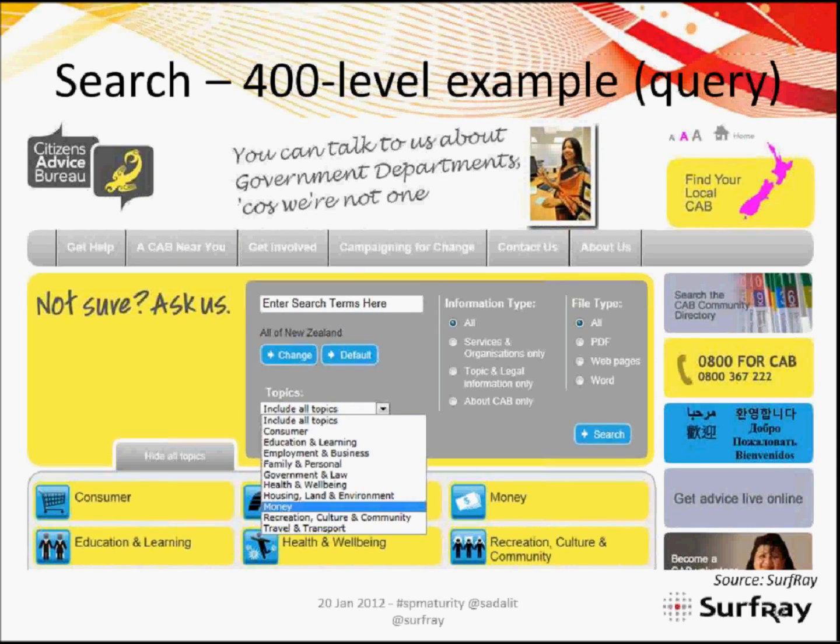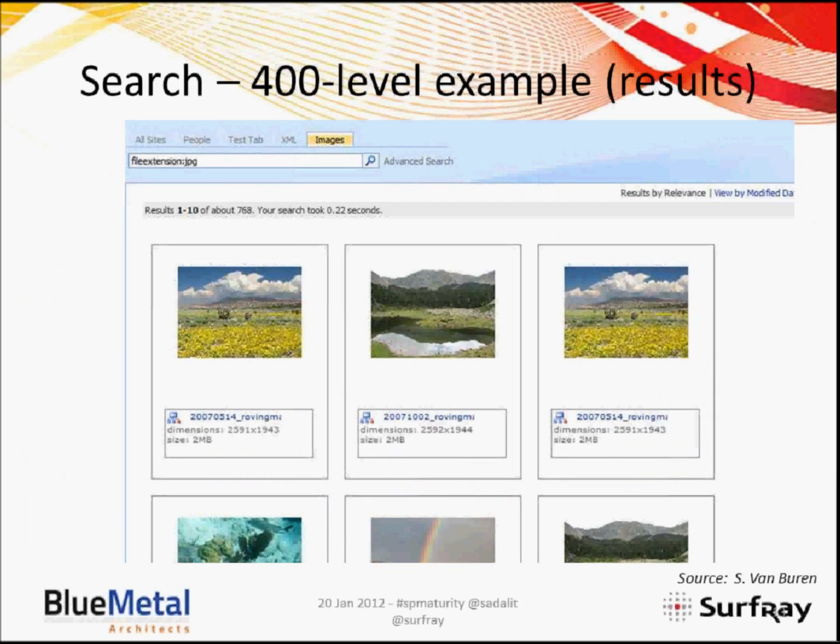In this example, we've got a MOSS 2007 site, and we're showing a way of querying for people who don't know query language. So we're using drop-downs and radio buttons and essentially giving users options for search terms without their having to know query language. This is an example of how you can customize results to suit specific business needs.